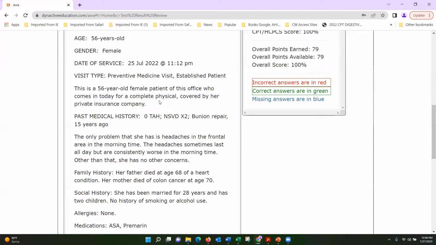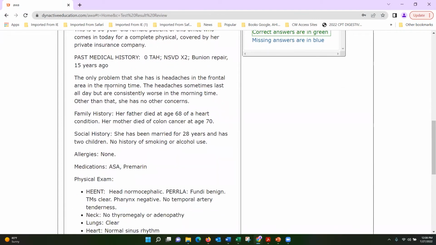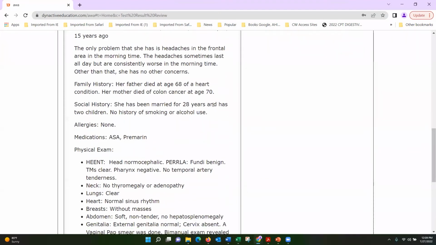It's a 56-year-old female. She comes in today for a complete physical, her past medical history. She is 0 for a total abdominal hysterectomy. We can see she's had 2 deliveries. She's had a bunion repair. The only problem that Miss Doris is having is that she has headaches, mainly in the morning. The headaches sometimes last all day, but they do get worse. They are worse in the morning.